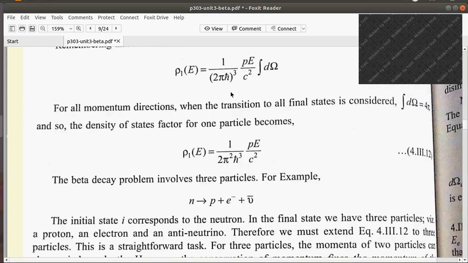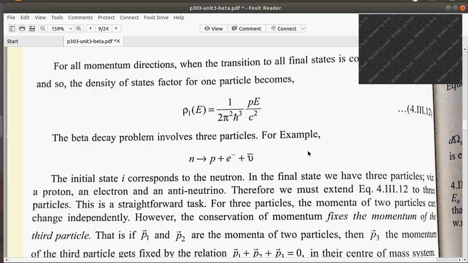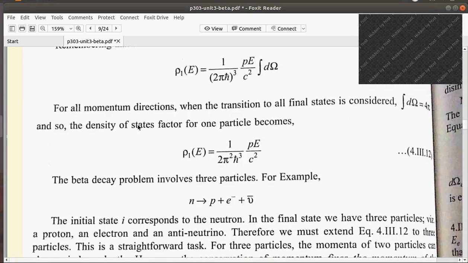So you will be able to cancel some of the terms here. So you will get an expression: rho 1 of E is equal to 1 by 2 pi square h cut cube, rho E by c square. Okay. Is this clear to everybody? Yes, sir. Okay. So basically this is the density of states for the single particle that we are considering.